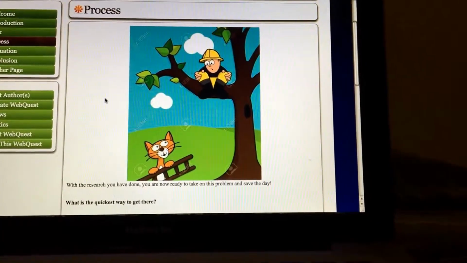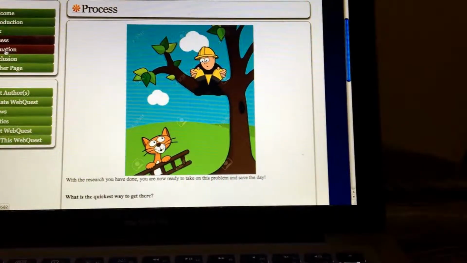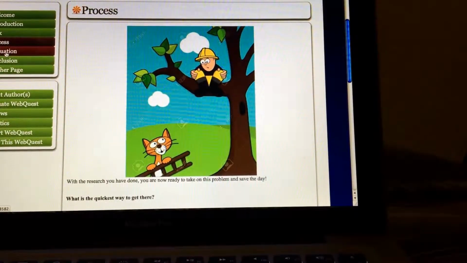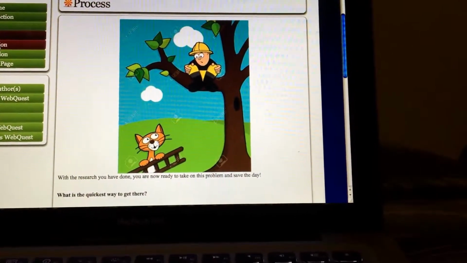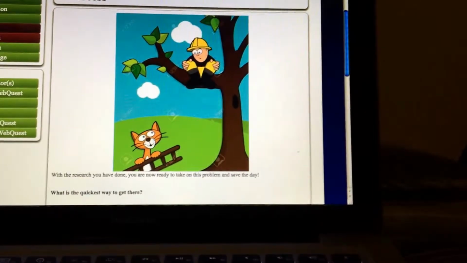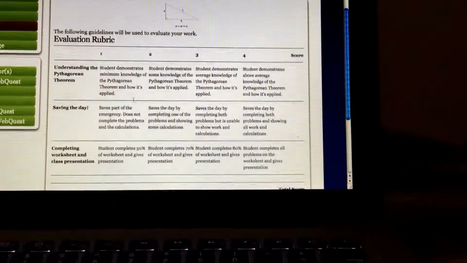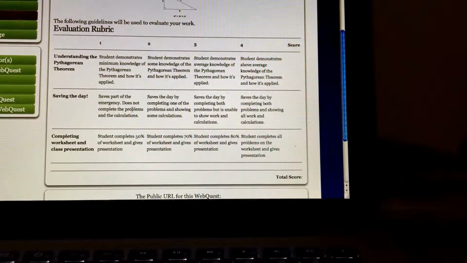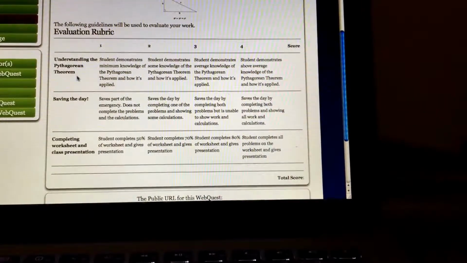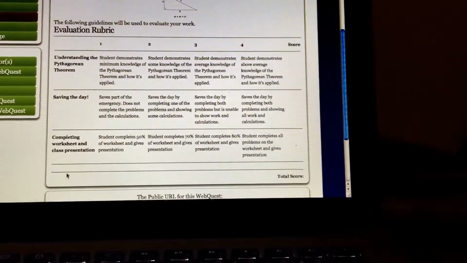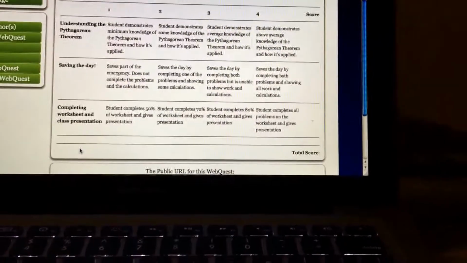Now, how is this going to be graded? When you click on your evaluation, it will give you a rubric of how I will score this project. There's 3 things I'm going to look at: understanding the Pythagorean Theorem, saving the day, and completing the worksheet and your class presentation.